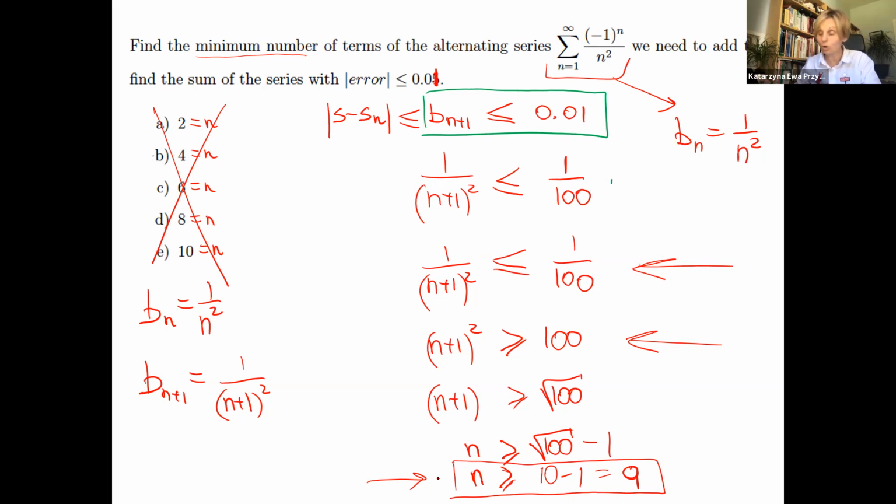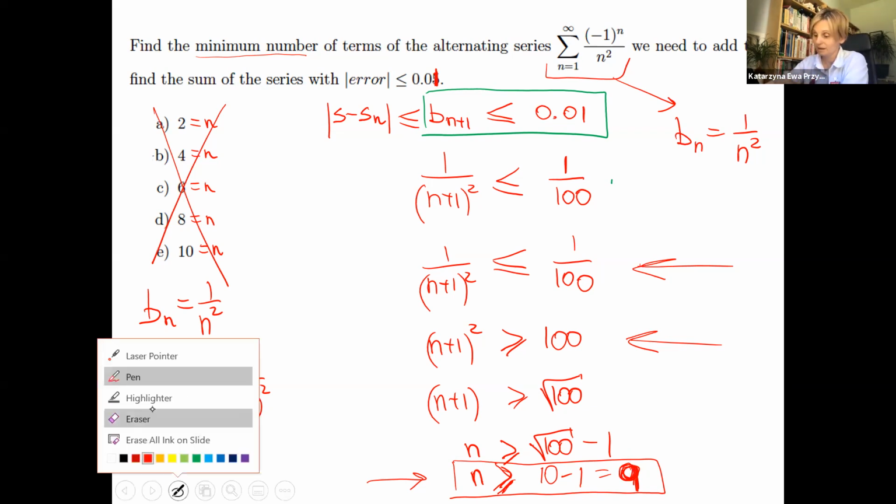9. Oh, no, it will be 9. In this case, we can see it's greater than or equal to 9, and we did solve for n. We didn't solve for n plus 1, we solved for n. That means 9 will be the answer. You can pick 9 from the list that will be provided.